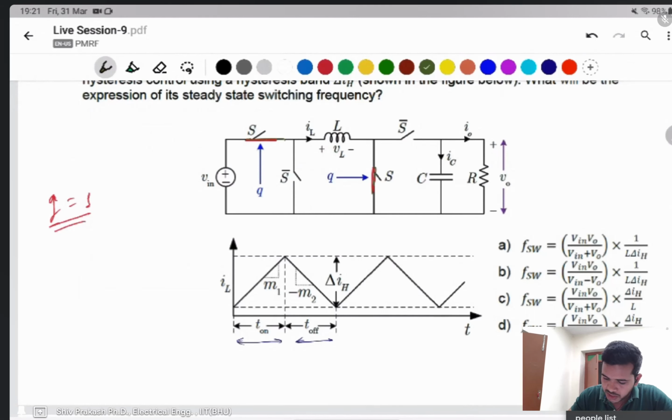When switch S is on and current flows like that, V in appears across VL. What will be the VL in this condition? You know, VL is the same as V in. It works the same as a buck-boost converter, but the polarity of the output is positive. In a conventional buck-boost converter, the polarity of the output voltage is negative.